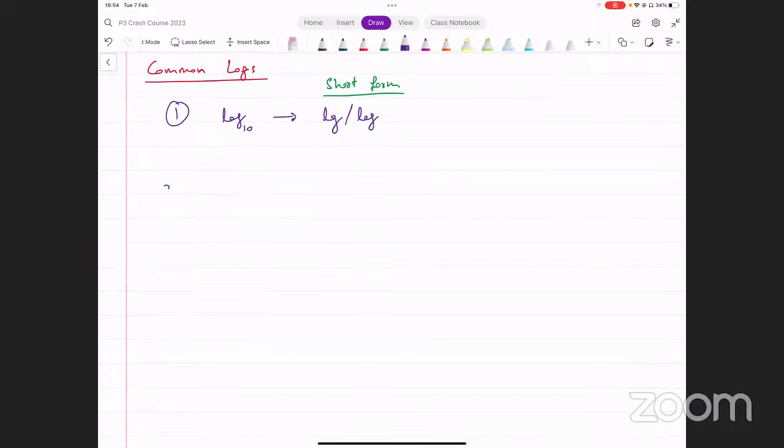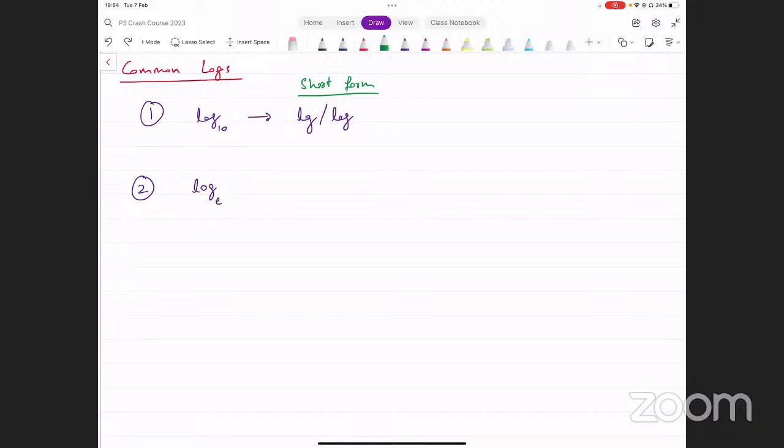Okay, so you might see this being used in some cases, but the more important one for us is the second type of log, and that is a log that has base E with it. This is another common logarithm that you need to know about. Now, what is E? It's the base of this log, and it's actually a specific number.